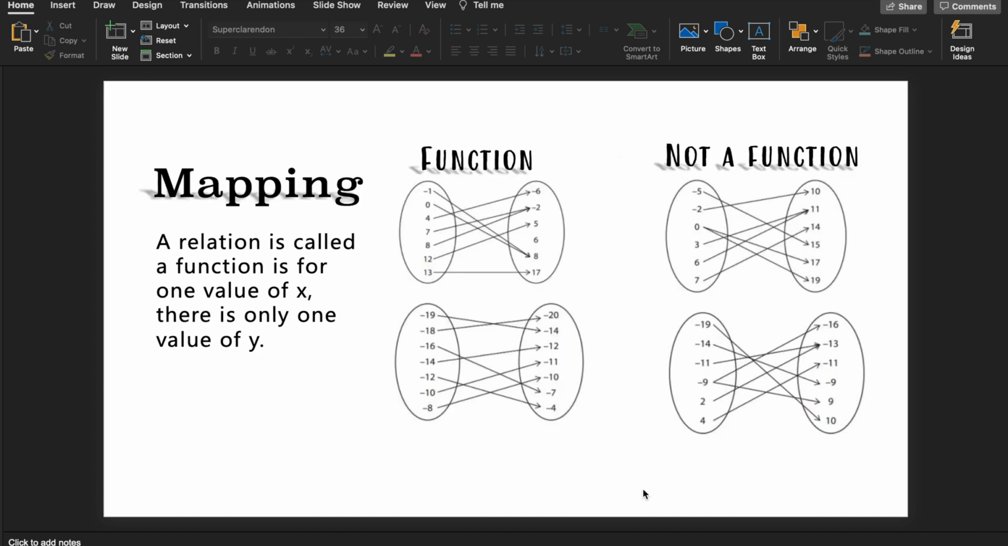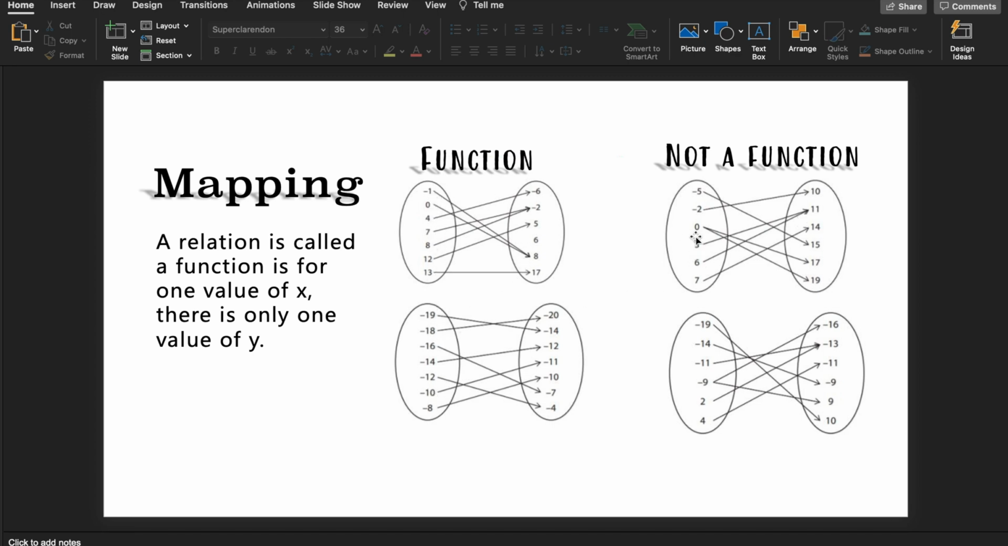The next part is mapping. As you can see in the diagram, this is called mapping. This would be the x coordinate values and this would be the y coordinate values. A relation is called a function if for one value of x there is only one value of y. So here this would be a function because one value of x only maps to one value of y. You can check it for every single one, even for this one.